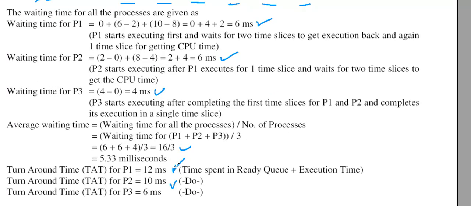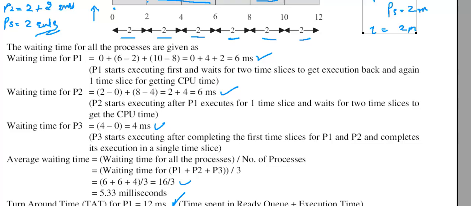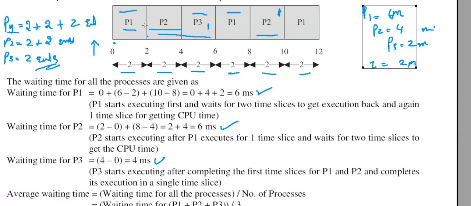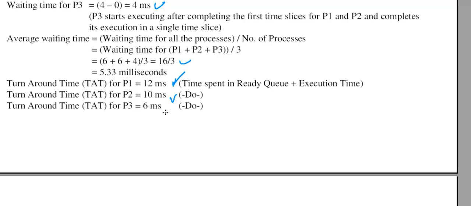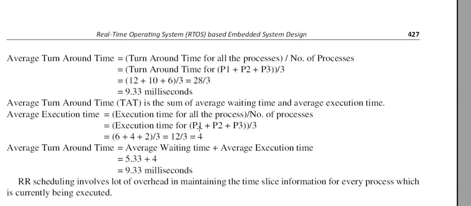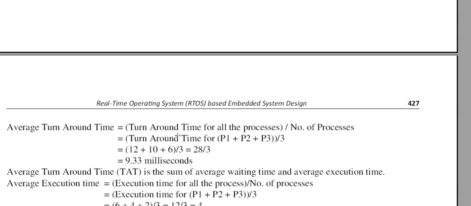Now turnaround time for P3: waiting time is 4 plus execution time is 2. 4 plus 2 is 6. And average turnaround time is 12 plus 10 plus 6 divided by 3, which is 9.33 milliseconds. You can stop here only.